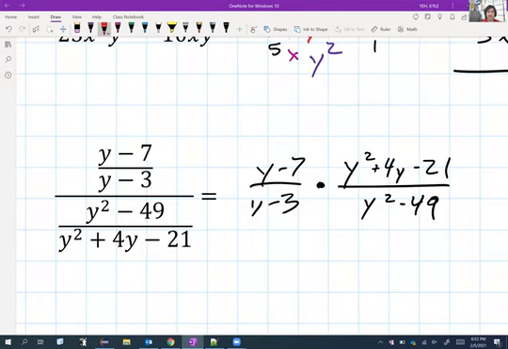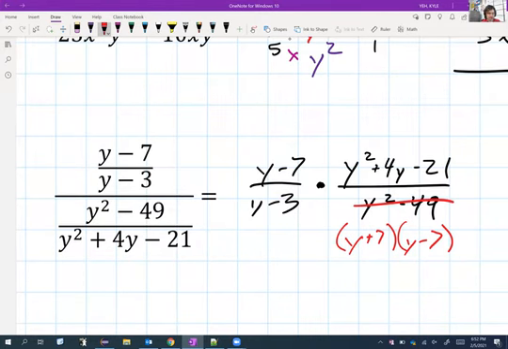So y minus 7, that's linear, it won't be factored. Y minus 3, linear, nothing to pull out, that won't be factored. Y squared minus 49 in the bottom right, that is a difference of 2 perfect squares, and I hope you recognize that. Y plus 7, y minus 7. So difference of 2 squares, square root of the first plus the square root of the second, square root of the first minus square root of the second.